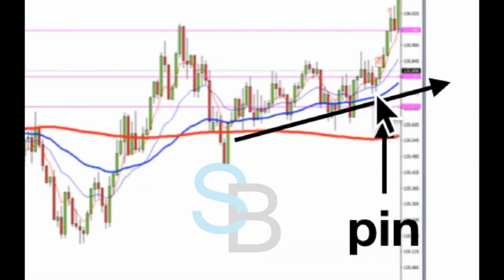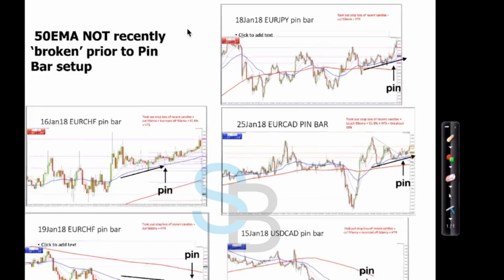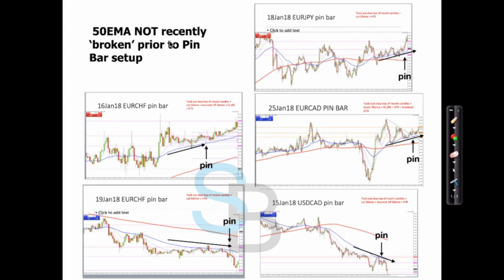You can see over here, this is the pin bar, which I'm pointing to. Again, you can see the 6 crossing 18 EMA, pin bar appears. And again, just before the pin bar appears, you can see the 50 acting as a strong support level. It is not broken. We do not want the 50 EMA to be broken.